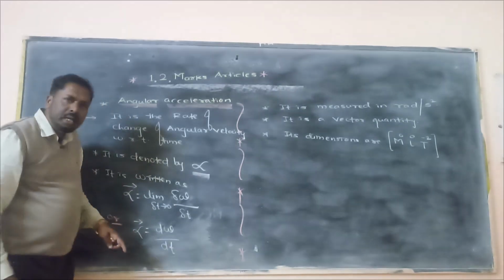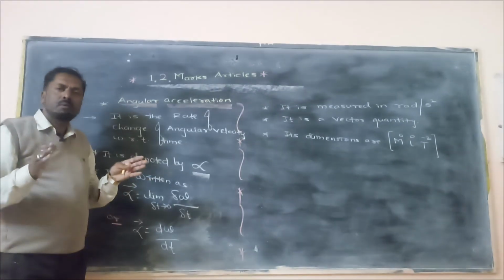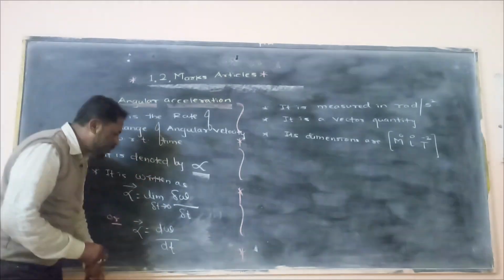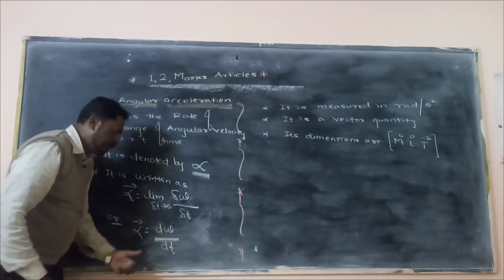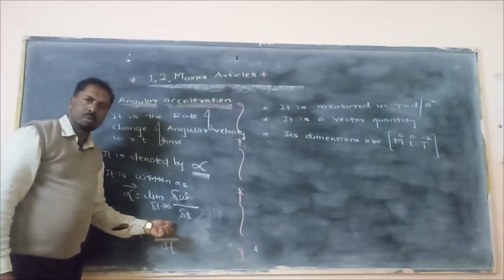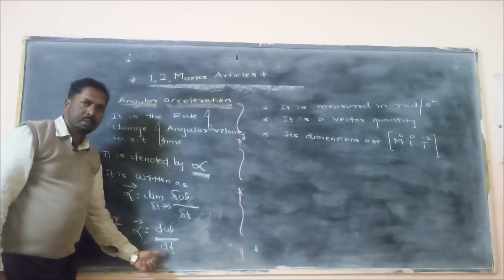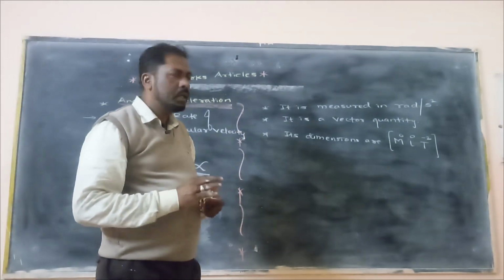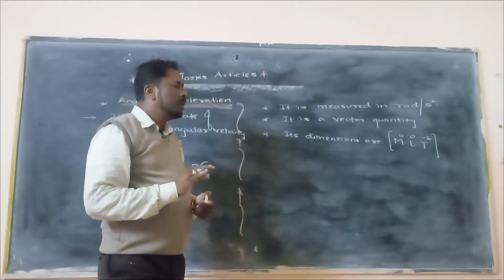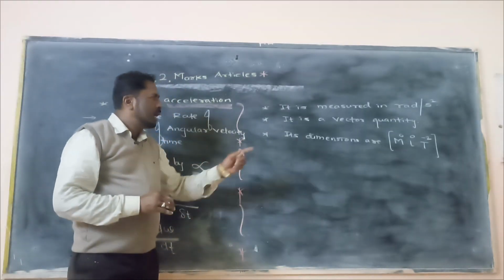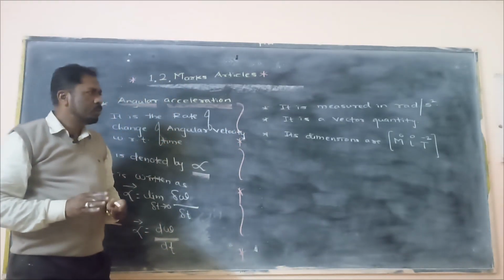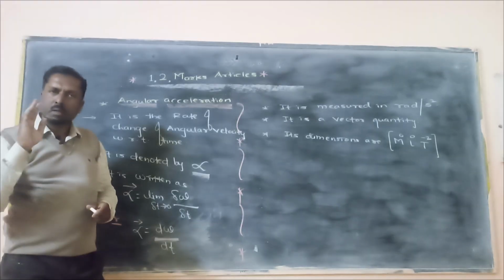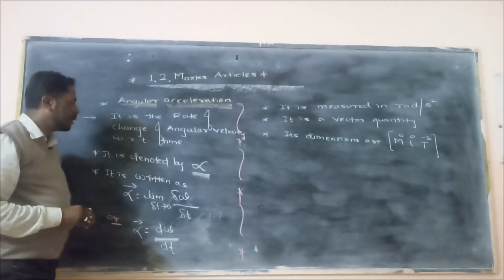So what we can say in simplest way, what is angular acceleration? It is the ratio of change in angular velocity with respect to time. It is measured generally in radian per second square. It is also a vector quantity and its dimensions are m0, l0, t raised to minus 2.